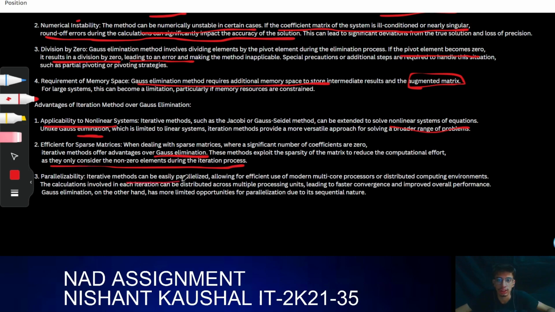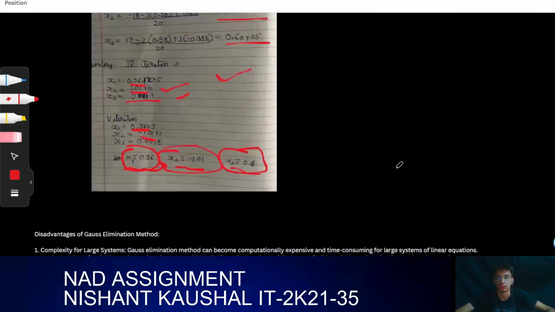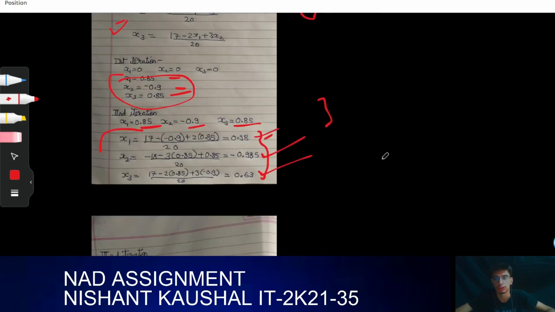Parallelizability. Iterative methods can be easily parallelized, allowing use of modern multi-core processors or distributed computing environments. The calculation involved in each iteration can be distributed across multiple processing units, leading to faster convergence and improved overall performance. So this was our question number 2. Now we will proceed to question number 3.